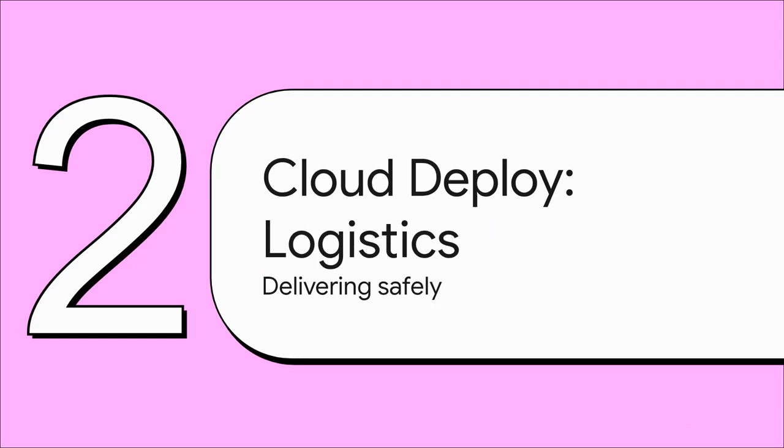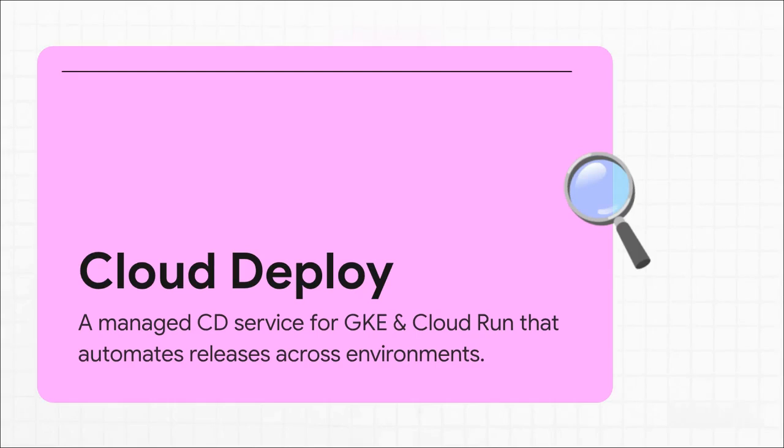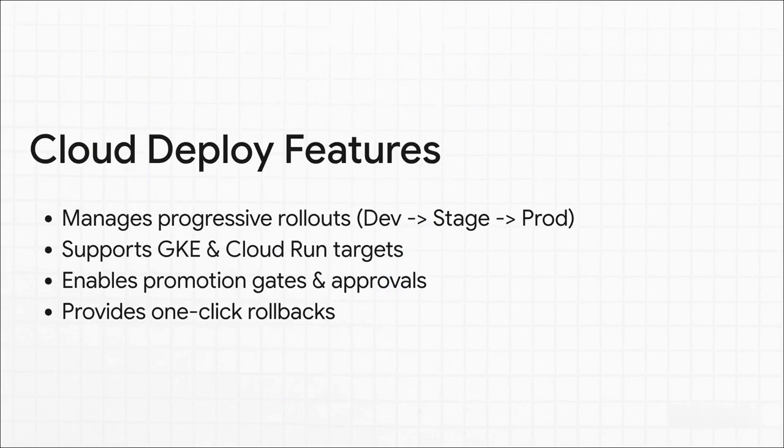Okay, so our factory has produced a quality-checked product. Awesome. Now we actually need to deliver it. And this is where our logistics network comes in, managed by our second key service, Google Cloud Deploy. You can think of Cloud Deploy as the brains of our whole delivery operation. It's a managed service built specifically for Kubernetes and Cloud Run that automates the entire release process. Its main job is to move our application from development all the way to production, but in a really controlled and predictable sequence.